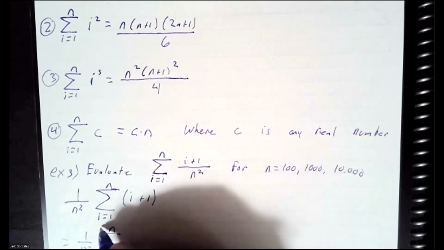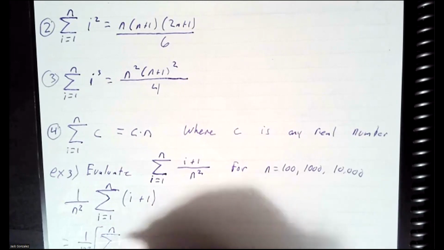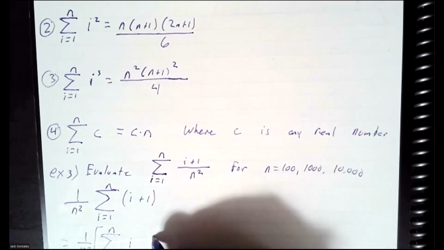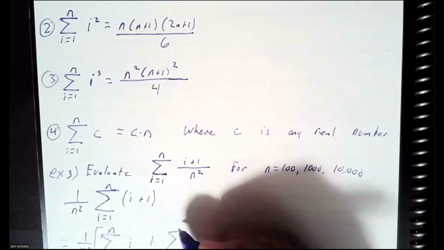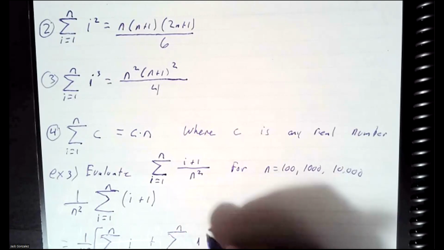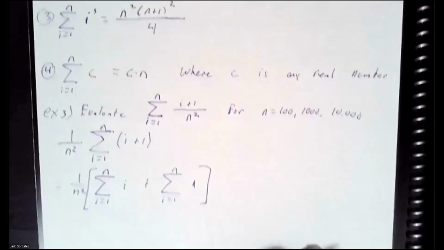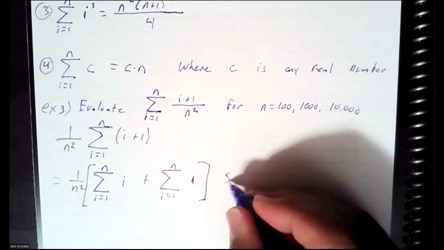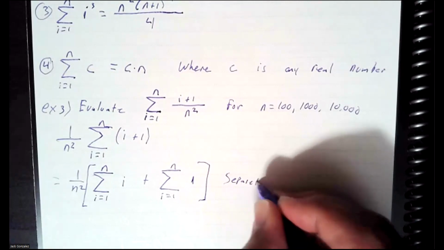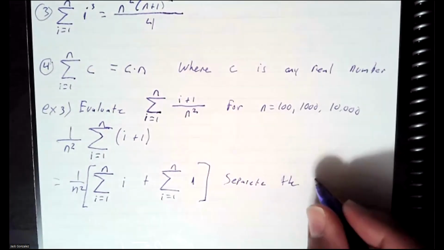So put a bracket, I guess. One for the I, one for the 1. So this is another property of summations, pretty much the same as integrals. Separate the summations.